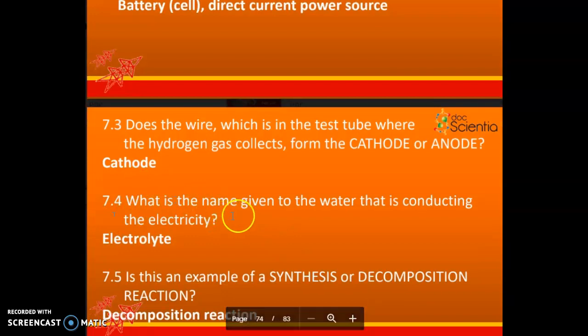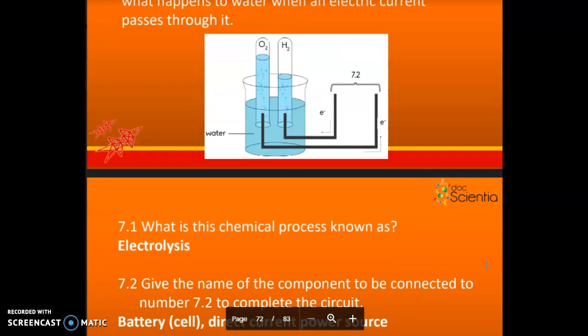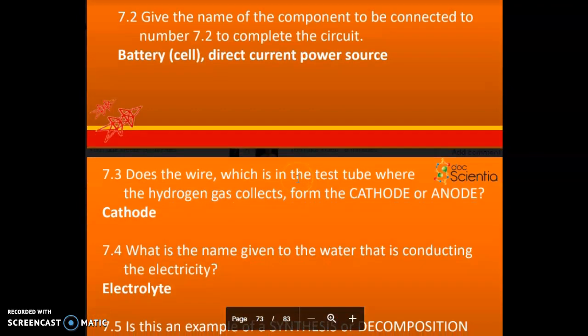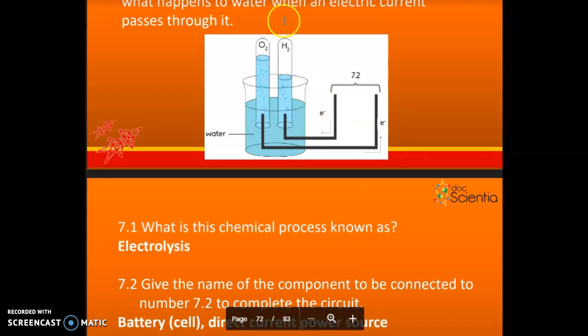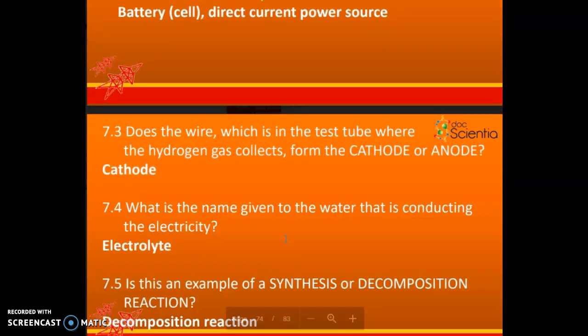7.4. What is the name given to the water that is conducting the electricity? This is called the electrolyte. 7.5. Is this an example of synthesis or decomposition? A decomposition reaction. It's a decomposition because water becomes two different elements.